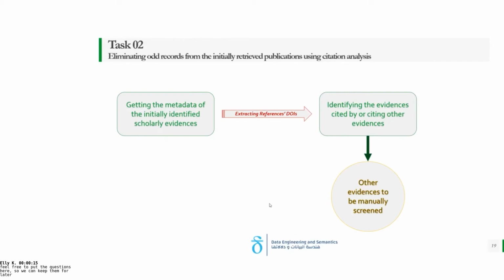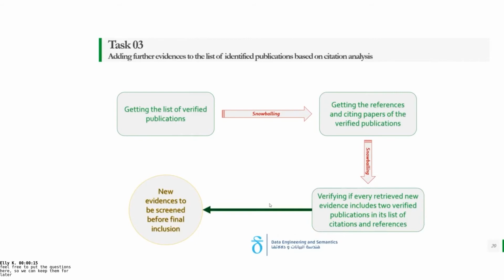Okay, task 3 is about adding further evidence to the list of identified publications based on citation analysis. We take the verified publications and, thanks to snowballing, get the references and the citing papers of these verified publications. If an added paper is cited by, or cites, two verified publications, it is added to the list of considered publications for the systematic review.